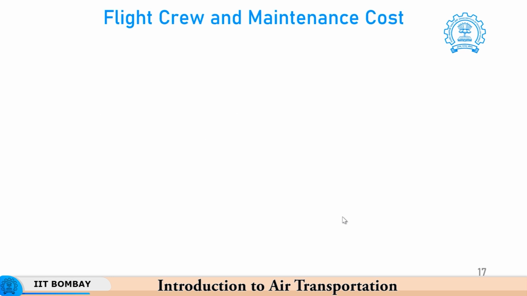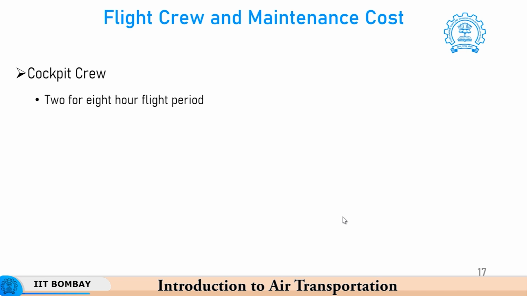Then a very important part of the variable costs in direct operating costs are the flight crew and the maintenance costs. Okay. So, let us look at it one by one. There are two kinds of crew members. Those who are flying the aircraft in the cockpit, we call them cockpit crew.